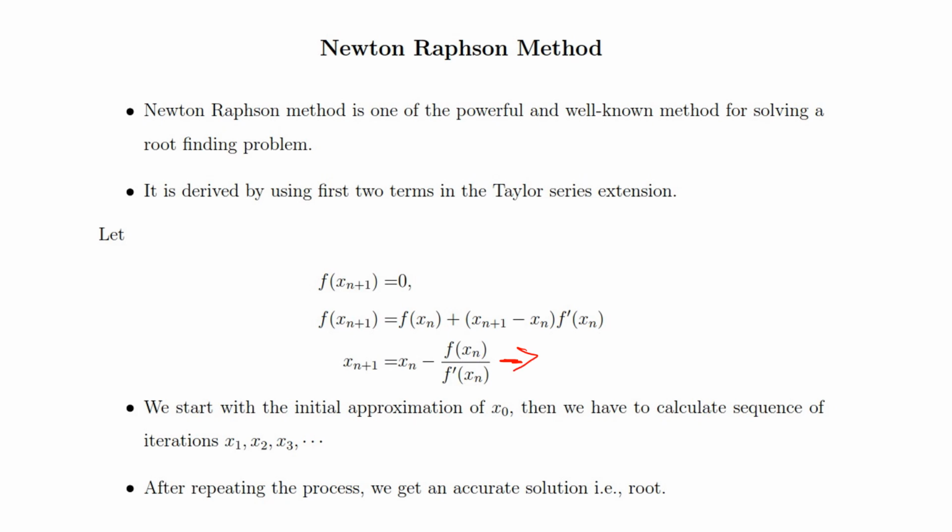In this formula, we have to find out the value of x of n, then the function f of x of n, and the derivative of that function at x of n. So we have to find three things to find out the first iteration. For example, suppose that f of x is continuous on the interval a and b.